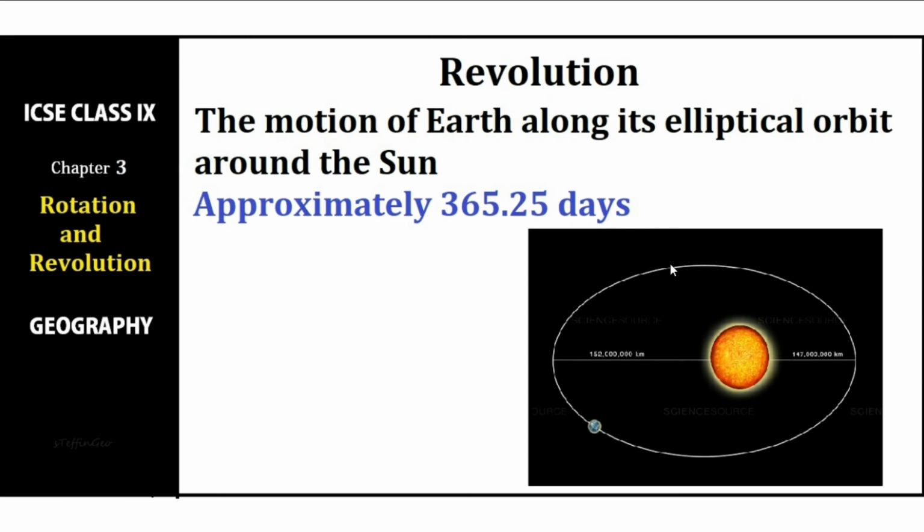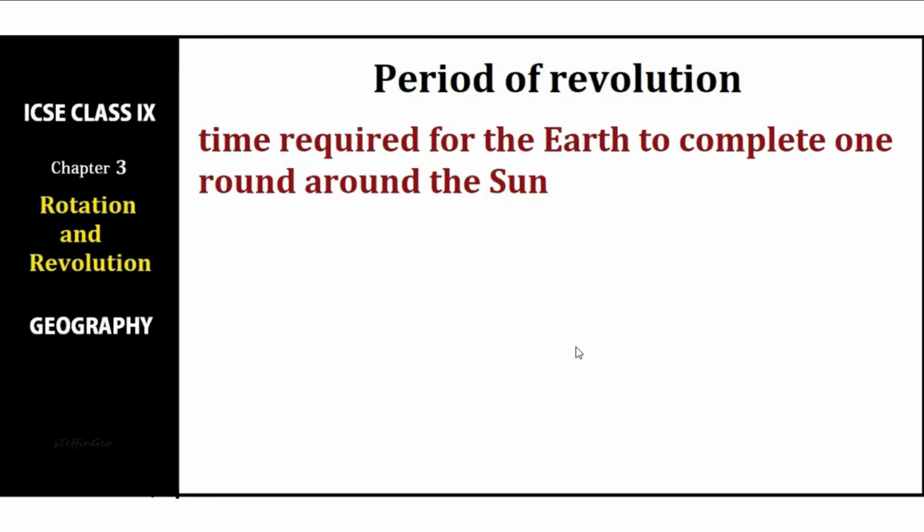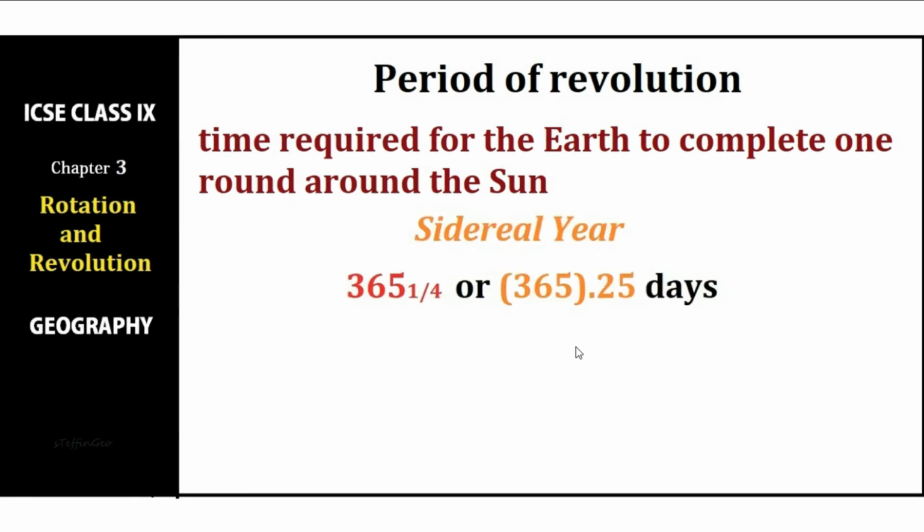And this is the orbit. You can see it's not an exact circle. In some places it is very close to the sun, and in another place it is a little far away from the sun. So this shape of the orbit is called elliptical shape. So the period of revolution, or the time required for the earth to complete one round around the sun, that is our year, is exactly 365.25 days, or 365 1/4 days. So this time is called a sidereal year.